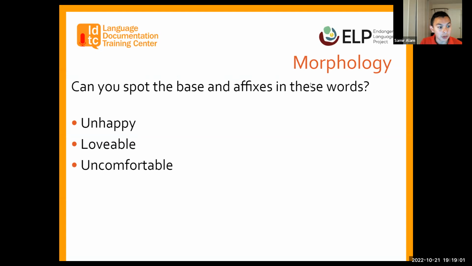So anybody have any ideas about what the base is? If you have any ideas about what the base and the affixes might be in these words, go ahead and put those in the chat. So in unhappy, which is the base and which is the affix; in lovable, which is the base and which is the affix; and in uncomfortable, what is the base and the affix?